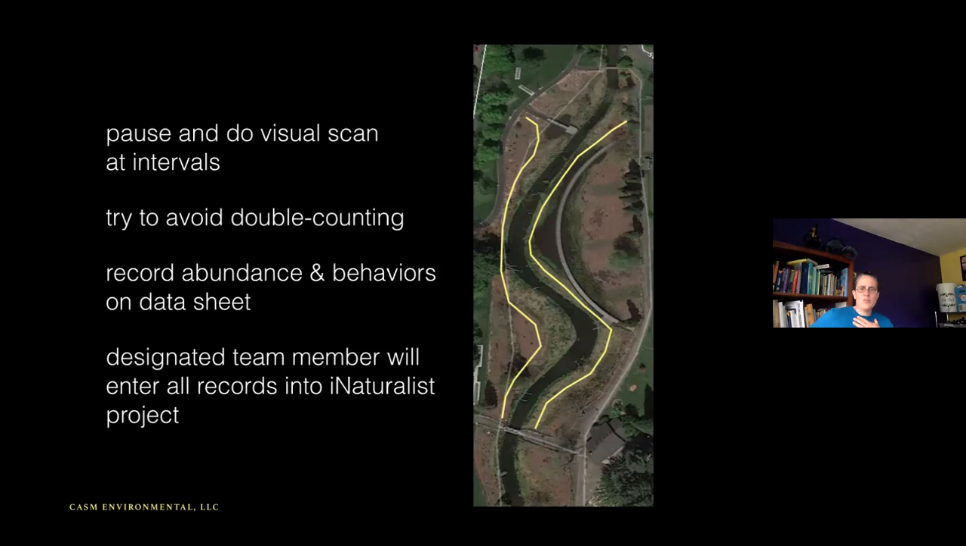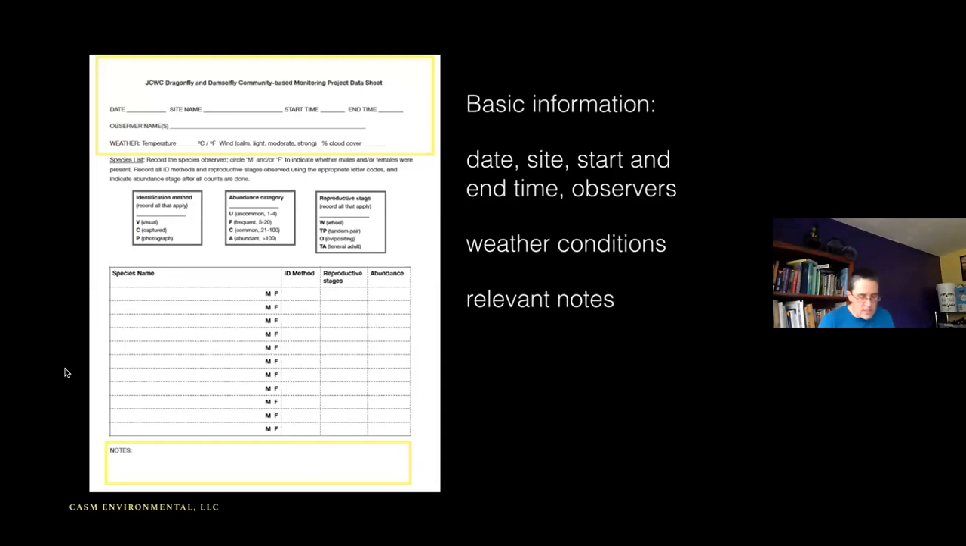You'll see the data sheet in a minute. You're going to record abundance, the number of individuals in the different species you see, and you're going to take note of these behaviors. Do you see a mating pair, a tandem pair, egg laying? Do you see males or females or both? Do you see newly emerged teneral adults? Any or all of those will be recorded on the data sheet. And we are using the iNaturalist website as the portal and the data repository for this project. I'll get to how to use that in just a second, but this is the data sheet.